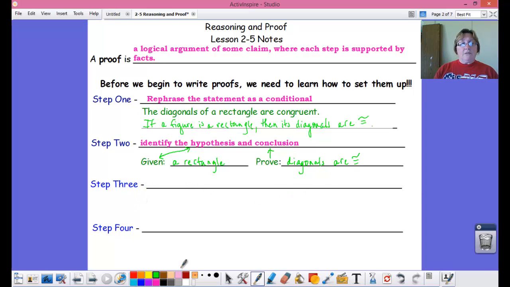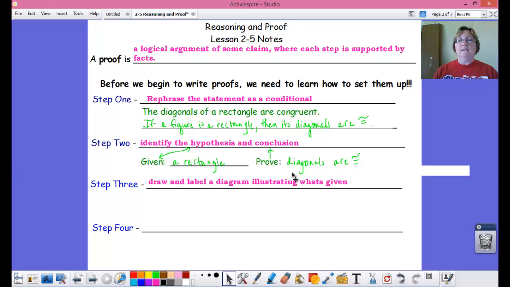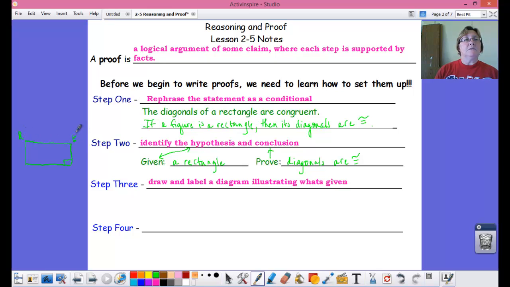Now, the third step in the proof writing process, and some people would say that this comes before step 2, but step 3 is what we're using. It says that you should draw and label a diagram that illustrates the given information. So I'm going to come out here, and what we need is a rectangle. So I'm going to draw one. I'm also going to give it a name. I'm going to call mine rectangle RECT.